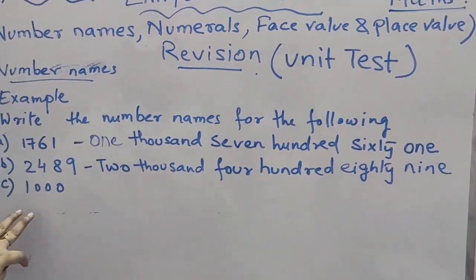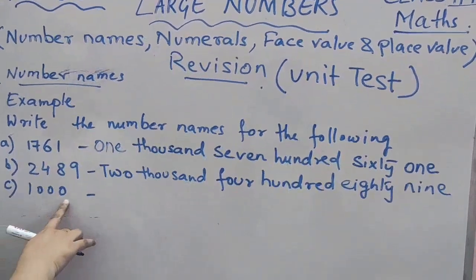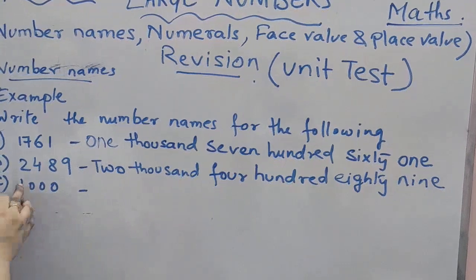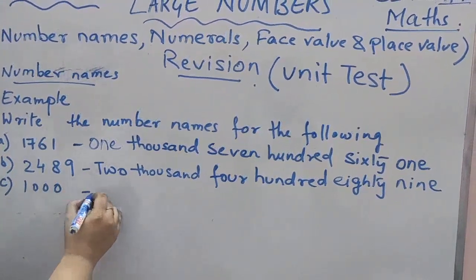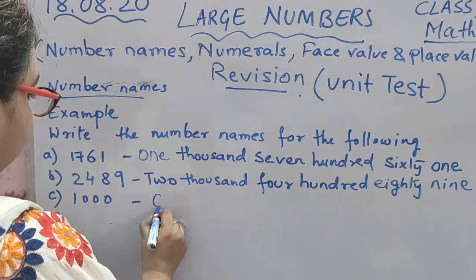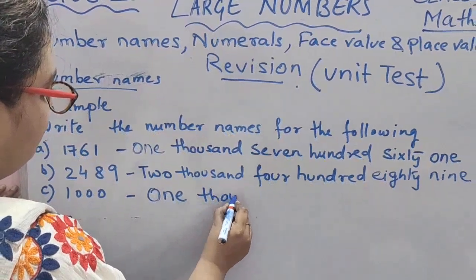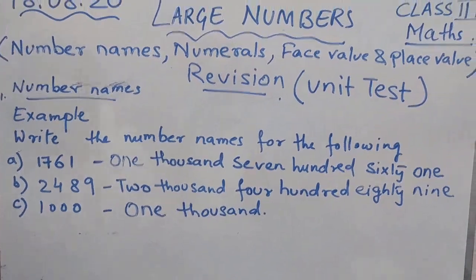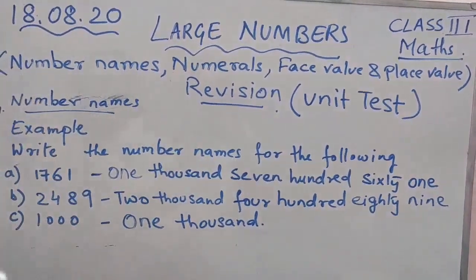Okay. Now we'll move to the next one. This is 1000. So in the ones place is also 0, tens place 0, and in the hundreds place also 0. So it's only 1000. And thousands place you can see 1. So you write 1000. Okay. Now we'll move to the next, that is your numeral. We'll see that with an example.